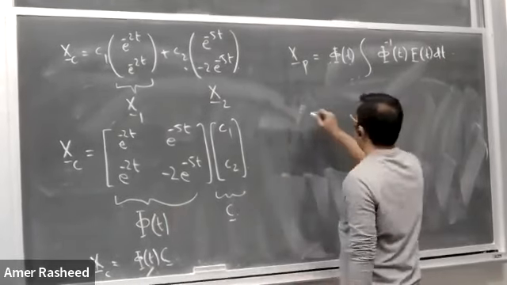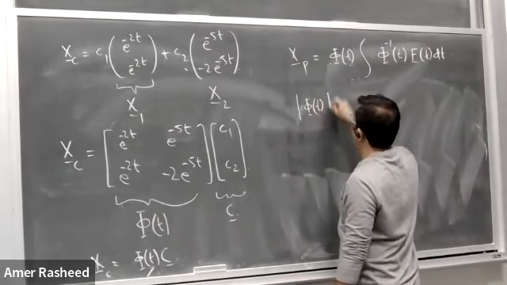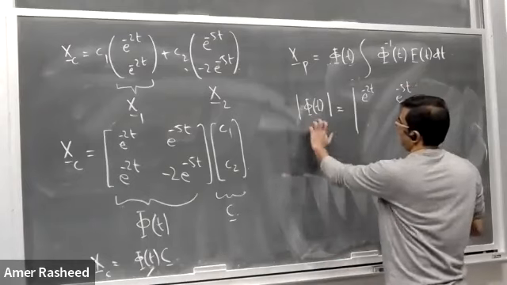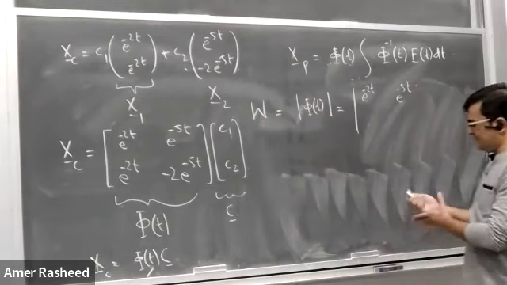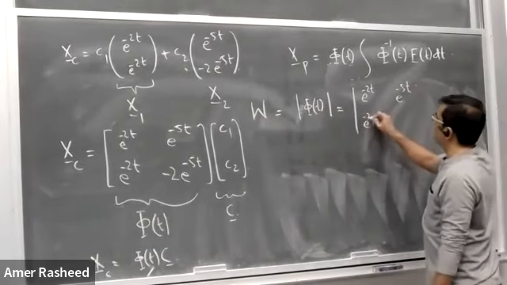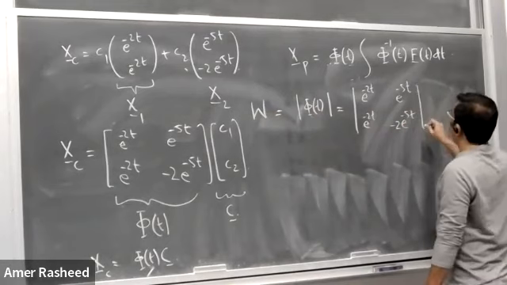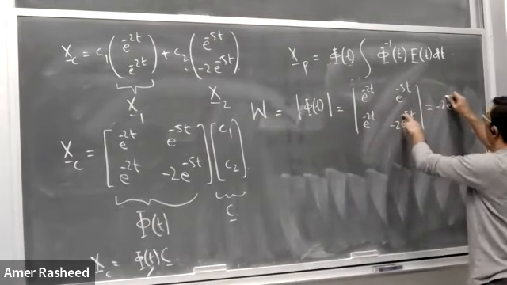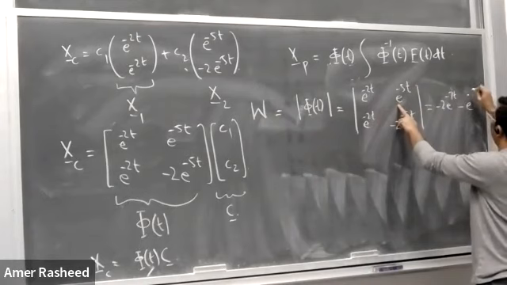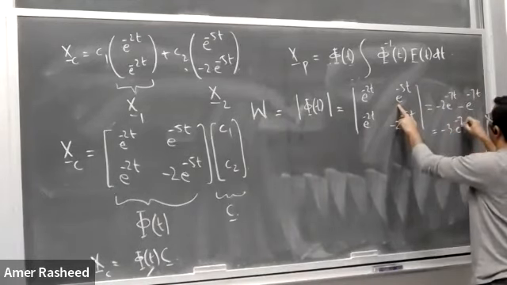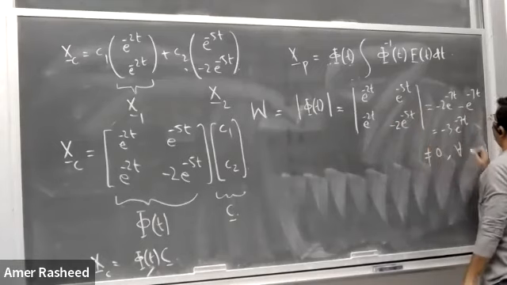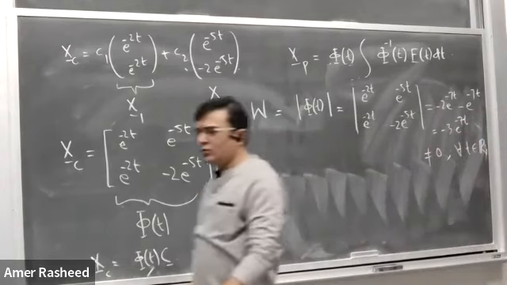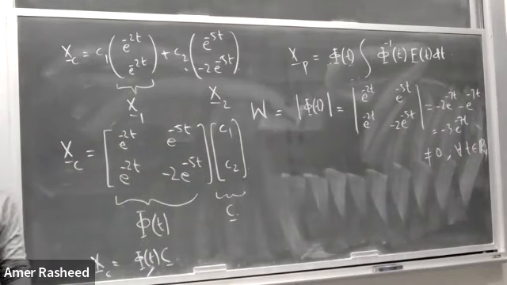You can check the determinant of this matrix. It should not be equal to zero because it forms a fundamental set of solutions. So this is basically the Wronskian of the fundamental set of solutions. It is e to the power minus 2t times minus 2 e to the power minus 5t, minus e to the power minus 5t times e to the power minus 2t, which is negative 3 e to the power negative 7t. This is never zero for all t belonging to R, since an exponential function is never zero for any real number. So our Wronskian is never zero, and our phi matrix is invertible.